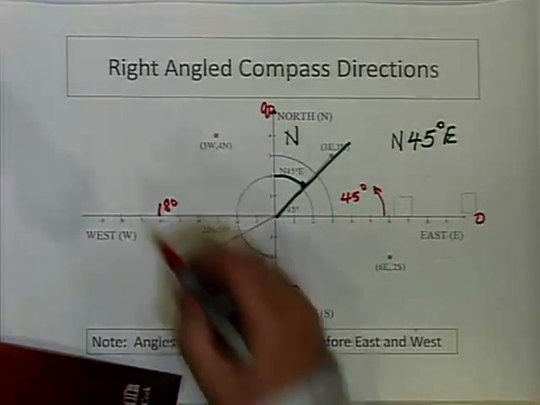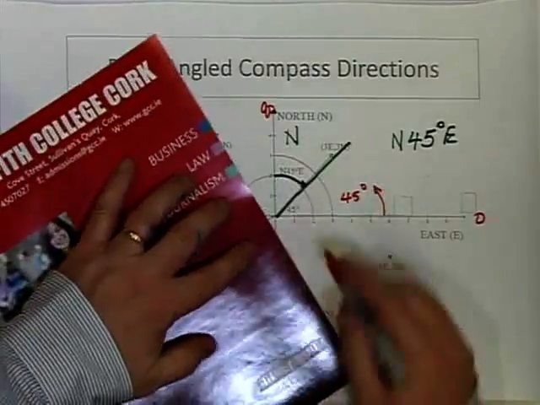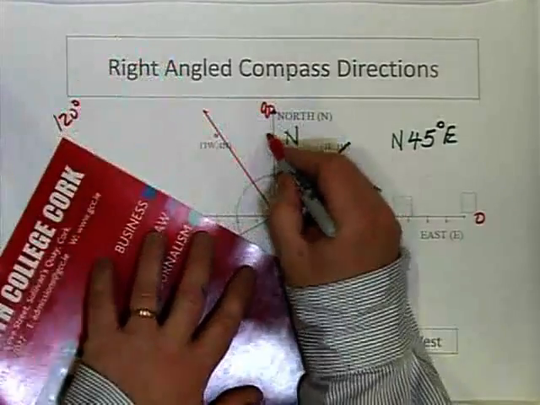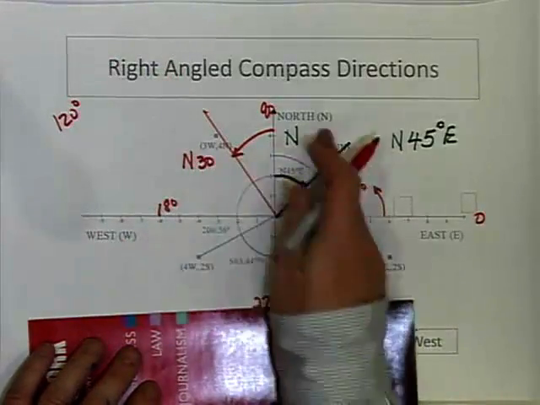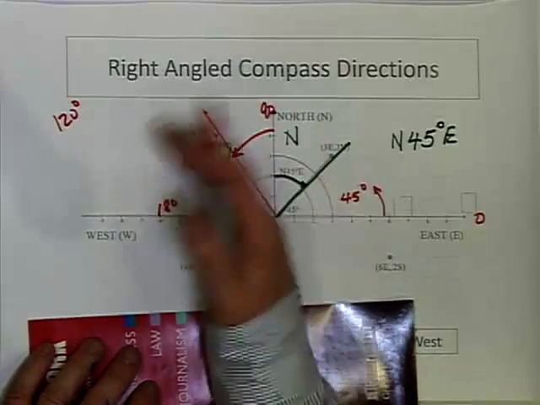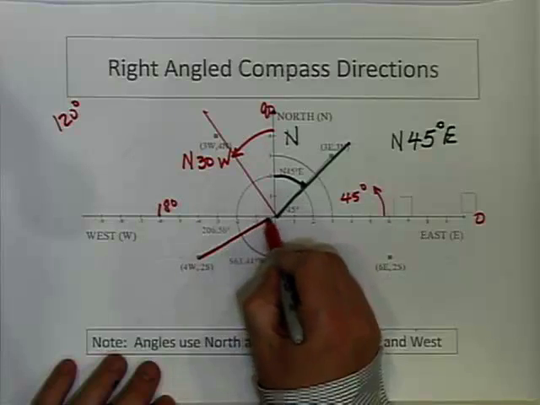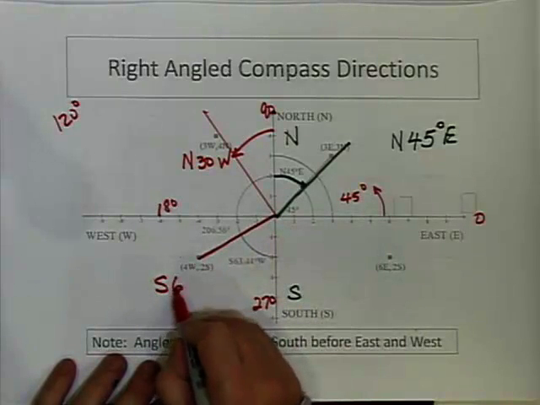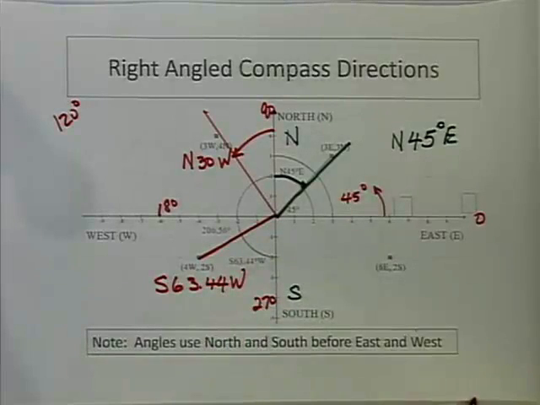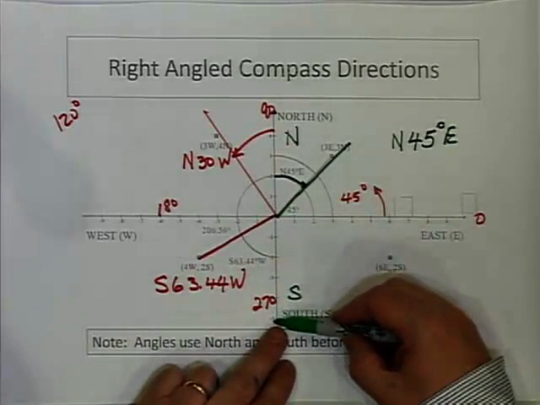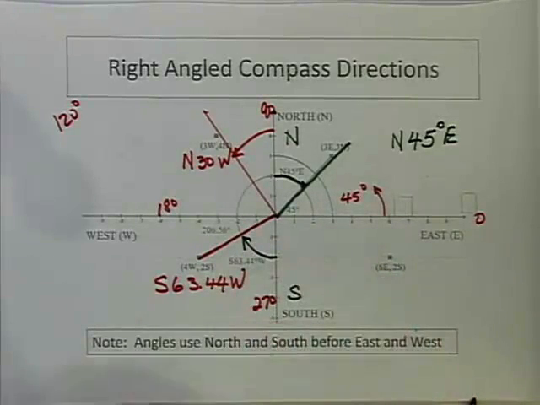If they wanted to go to 120 degrees, they would say north, and then over a bit, an additional 30. So they would say N30 west, because they're going in the west direction. This number here, S63.44W, means go south first, completely, and then 63 degrees west.